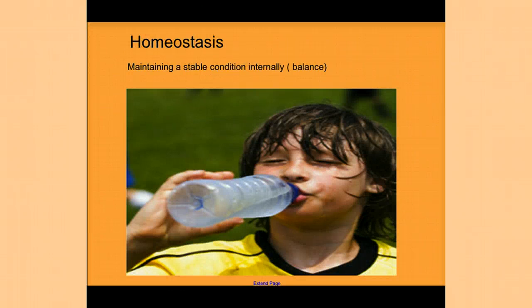Homeostasis. This is the ability of living organisms to maintain a stable internal condition or a balance. Say, for example, we are playing outside on a very hot summer day. Our body temperature will increase and we might die. Hence, our body gets rid of excess heat by sweating.